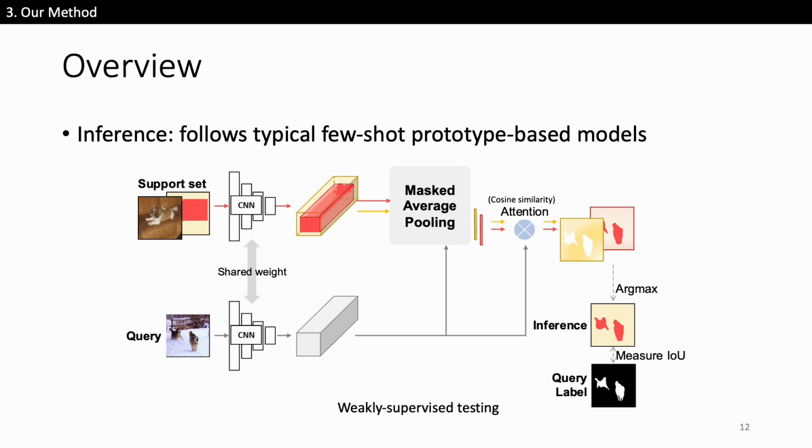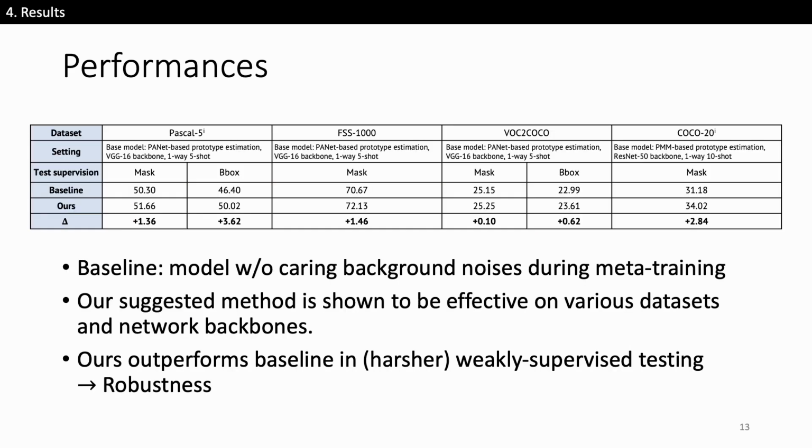We evaluate our method on a weakly supervised testing setting as well. This shows mean-IoU performances. Baseline stands for the weakly supervised meta-trained model without TEM. We show that our method consistently improves the performances in various datasets and network backbones. Note that ours outperforms the baseline in the harsher weakly supervised testing scenario.